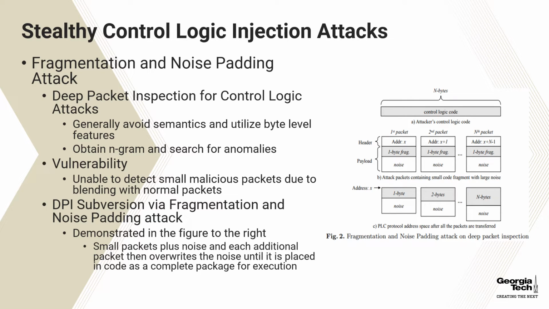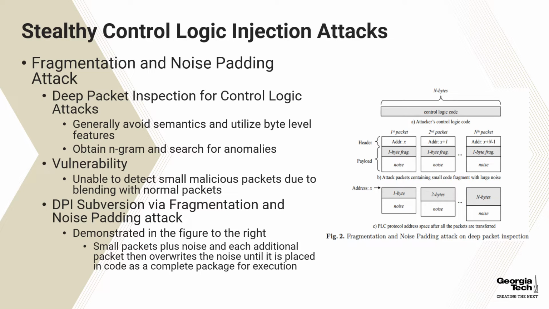Next up in the stealthy control logic injection attacks, we begin to look at fragmentation and noise padding attacks. These are centered around avoiding detection by deep packet inspection techniques. Due to their proprietary nature, the semantics are usually an unfamiliar area, and therefore it is best to avoid them altogether by making use of byte-level transmission of traffic. The general approach is to gather a set of N bytes and use statistics or AI for detecting anything out of the ordinary. PLCs are vulnerable due to the inability of deep packet inspection techniques to detect relatively small-sized packets, so we can conclude the smaller the code, the less likely it is to be detected.